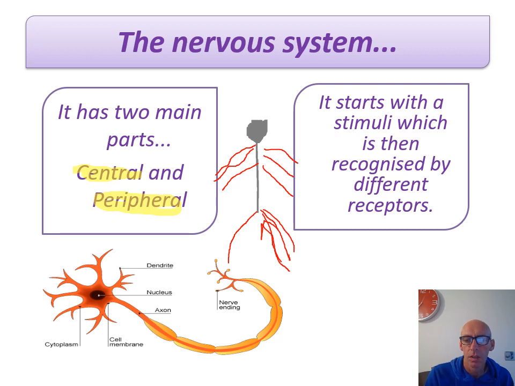And with reactions, it starts with a stimulus, which is a change in the world around you, and it's picked up by cells that are receptors. And we've already said temperature receptors in your skin, pressure receptors in your skin. Sometimes it's smell, sometimes it's taste, sometimes you can see things or hear things.